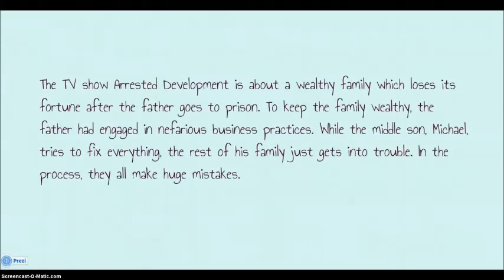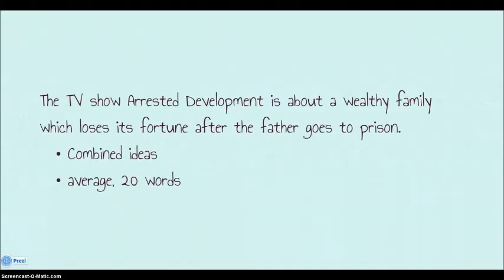variety. The TV show Arrested Development is about a wealthy family which loses its fortune after the father goes to prison. To keep the family wealthy, the father had engaged in nefarious business practices. While the middle son, Michael, tries to fix everything, the rest of his family just gets into trouble. In the process, they all make huge mistakes. So let's pull this paragraph apart.